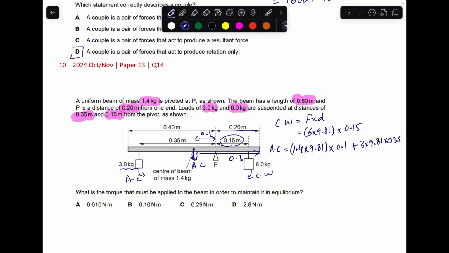Okay, so what we have to do is subtract the anti-clockwise moment from the clockwise moment to find the difference. So when you do that, you will get 2.844. So that is the difference in both the moments. So if you provide that moment, this beam will be balanced. It will be in equilibrium. So it's option D.